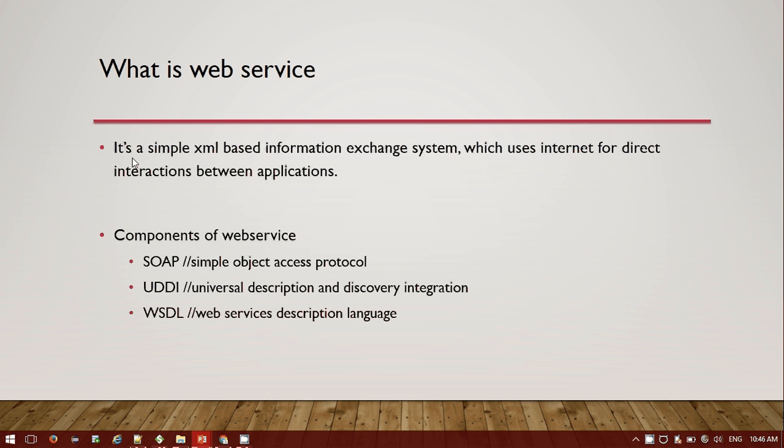So WSDL, as the name suggests, is also an XML-based language for describing web services and how we can access them. It is developed jointly by Microsoft and IBM. It's an XML-based protocol for information exchange in a decentralized and distributed environment. WSDL is the standard format for describing web services, so it basically allows us to know the availability of web services.